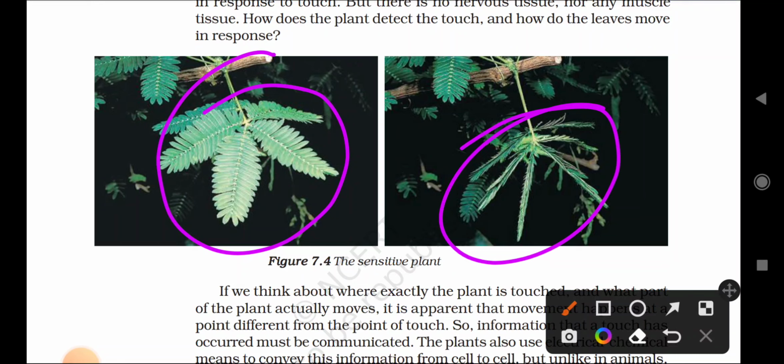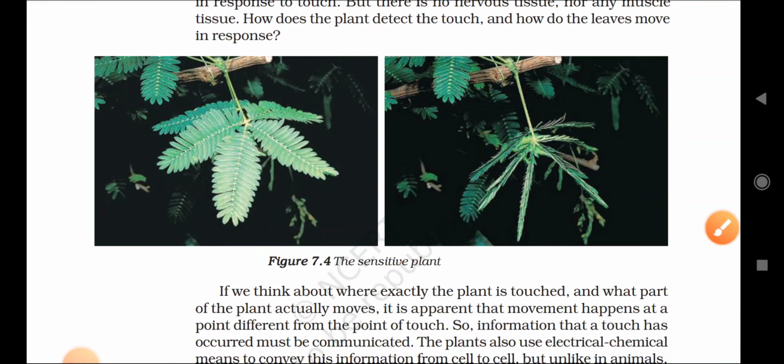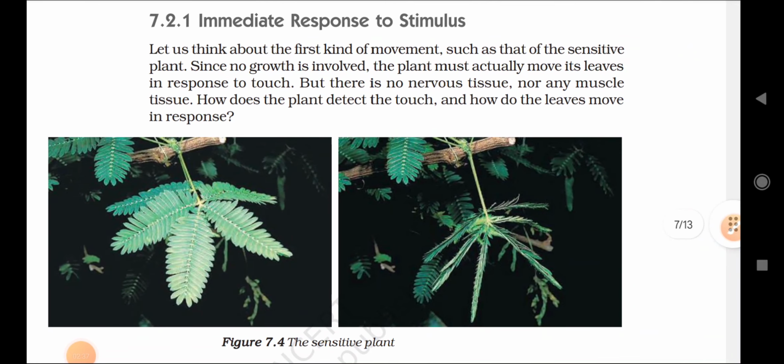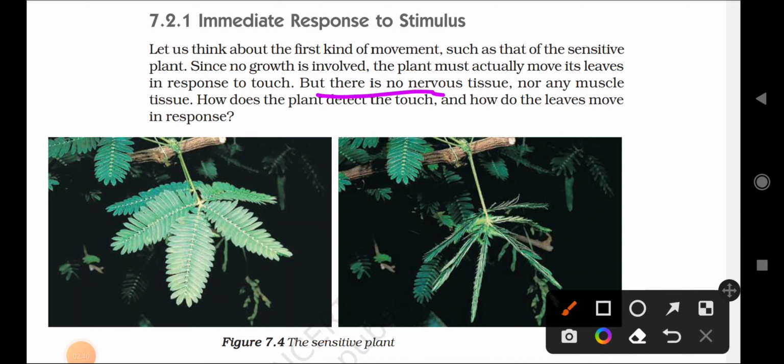When we touch it, there is no growth related movement, yet the leaves respond to the touch and move. But there is no nervous tissue or any muscle tissue. How does the plant detect the touch, and how do the leaves move in response?